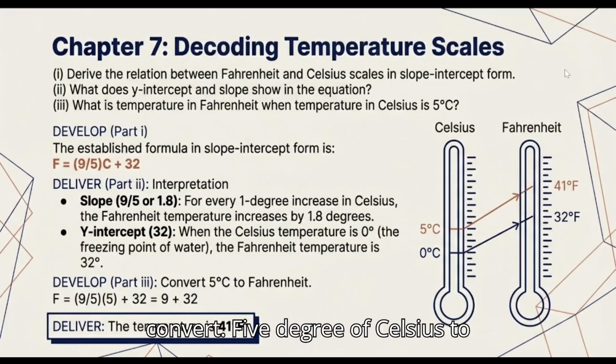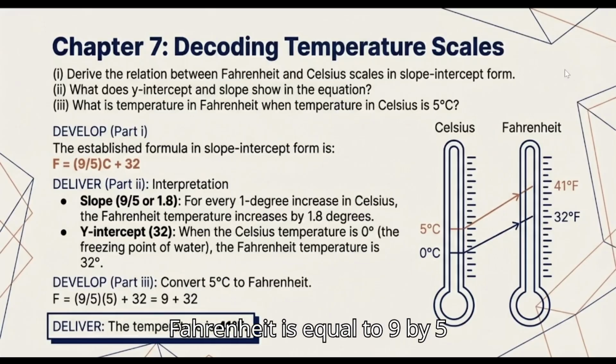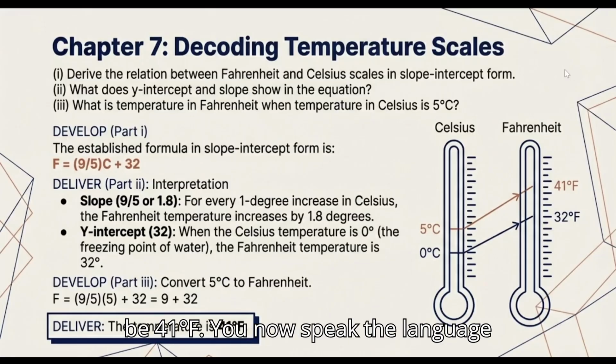If we want to convert 5 degrees Celsius to Fahrenheit, we can simply place the value. Fahrenheit is equal to 9 by 5 into 5 plus 32. That is 9 plus 32. That means the temperature will be 41 degrees Fahrenheit.